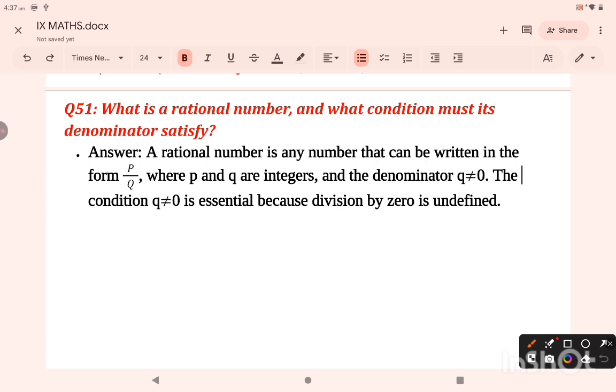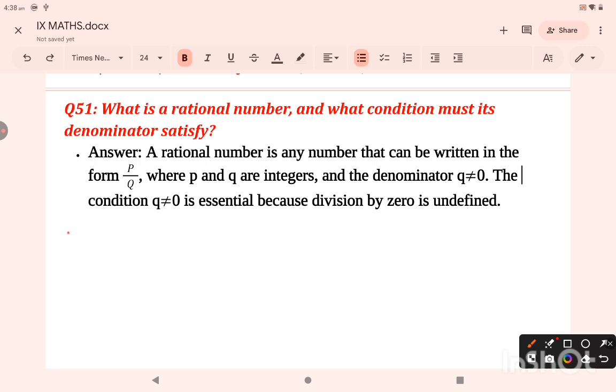Today I am going to discuss basic concepts for the IIT Foundation classes, 9th class Mathematics, first chapter, that is real numbers. Now first question, what is a rational number and what condition must its denominator satisfy?